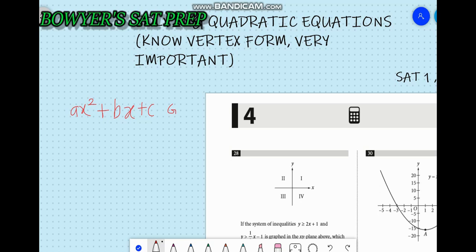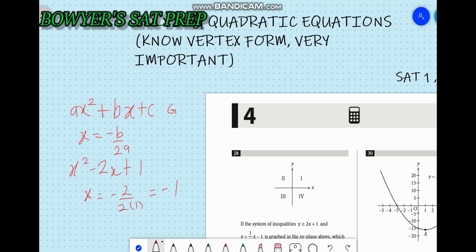Alright, if you want to find the vertex, which is x and y, the x value of the vertex is x equal to minus b over 2a, right? Let's say you have x squared minus 2x plus 1. The x coordinate of our vertex will be x equal to minus of minus 2 all over 2, and a is 1, right? So the x coordinate of our vertex is 1.